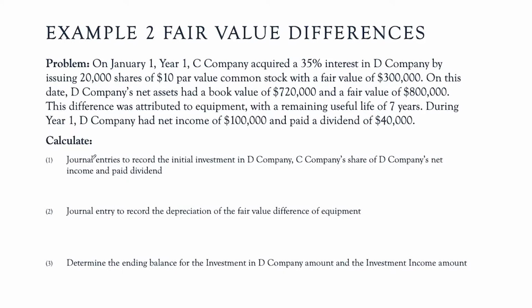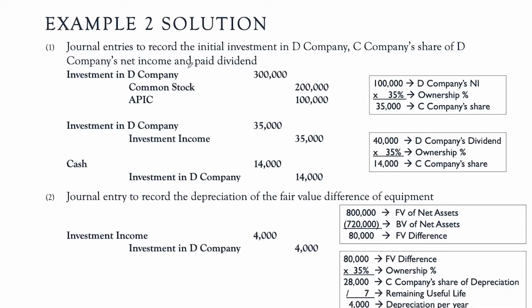So taking a look at the first question here, we're going to do exactly what we did in example 1. We're going to find out the ownership interest that they purchased, which is 35%, and we're going to find the fair value of that investment, which is $300,000. However, notice in this problem that we're issuing stock to make this investment, so we're issuing 20,000 shares at $10 par. So if we take a look at our solution here, we're going to debit and raise the investment in D company because we're purchasing a 35% interest at fair value of $300,000.